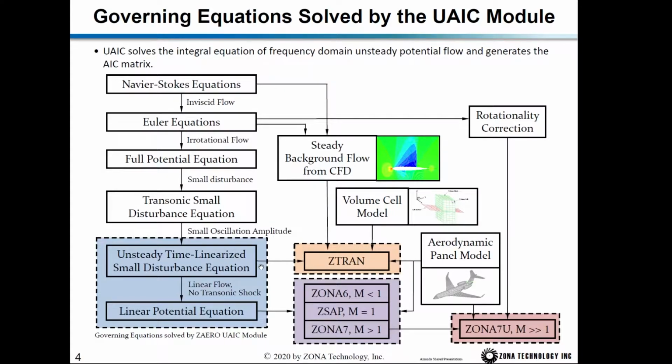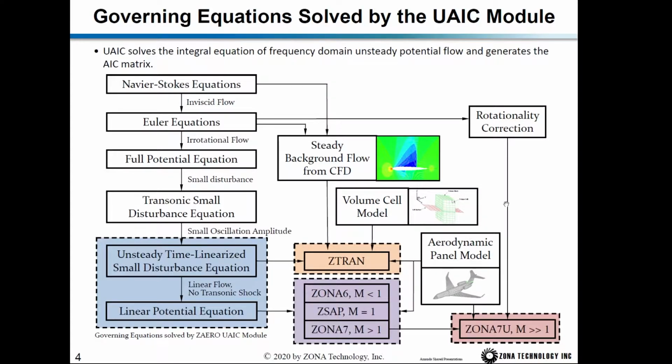Okay, the unsteady time linearized small disturbance equation has a solution with a surface integral which is identical to the integral equation of the linear potential equation, plus it has a volume integral. In order to solve the volume integral, we have to put a volume cell around the panel model. Then the varying coefficient is the steady flow solution. So we import the steady flow solution from either a Navier-Stokes solver or Euler solver, and we interpolate the CFD solution in the flow field to the centroid of the volume cell. Then we can solve this unsteady time linearized small disturbance equation using ZTRAN.